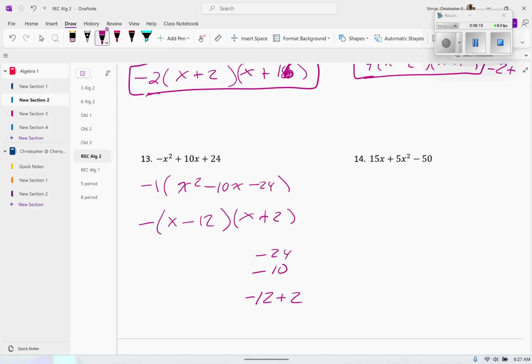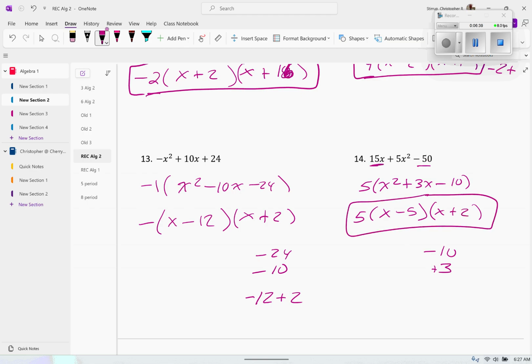This next problem, I'm going to factor a 5 out, and I'm going to change the order of it. So the x squared is going to come first, plus 3x when I factored the 5 out of there, and then minus 10. So that 5 is going to come down for the ride. What two numbers multiply to give me -10 and add to give me +3? That's going to give me a -5 and a +2. That works out that way.